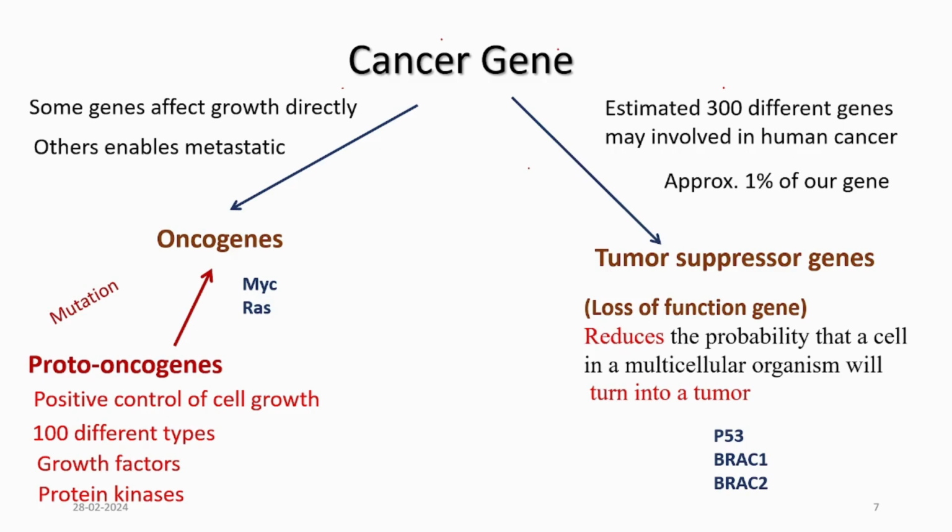Examples of oncogenes are MYC and RAS, and tumor suppressor genes are, you can say, P53, which is the guardian of the human genome, and BRCA1 and BRCA2, which are involved in breast cancer.